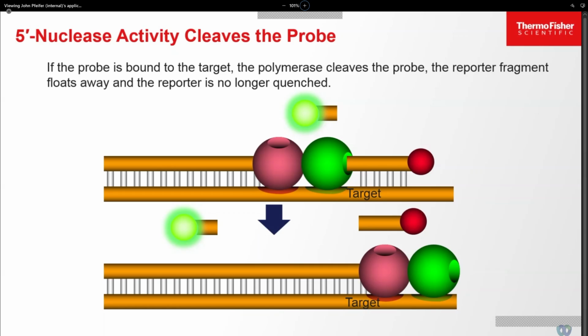This generates a fragment containing the reporter dye, which just floats away. So at this point, immediately following cleavage, the reporter and the quencher are on separate molecules. So that reporter that's now free will never again get quenched during PCR. So we can see that this probe is now two pieces. We've got the reporter fragment, the quencher fragment. They won't participate in PCR any longer, but they'll act as permanent records of amplification.